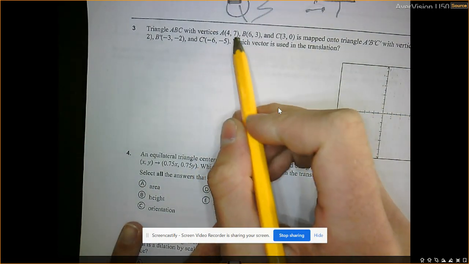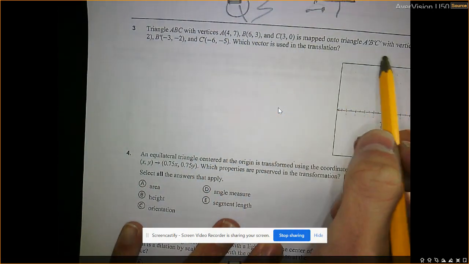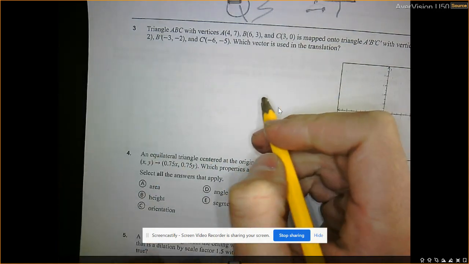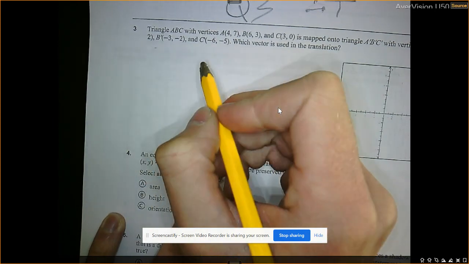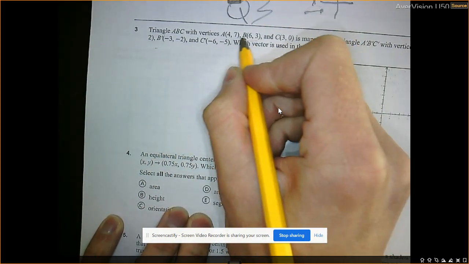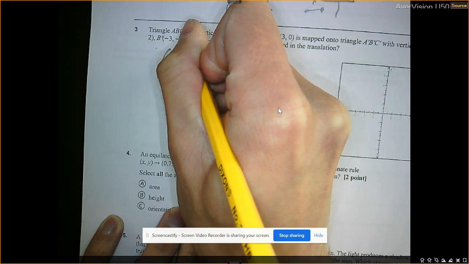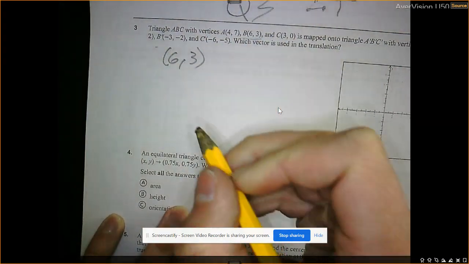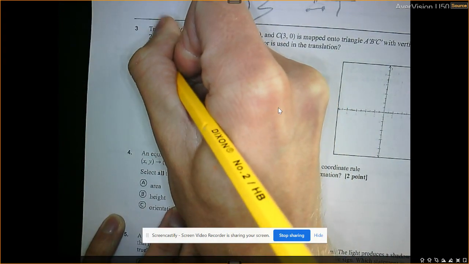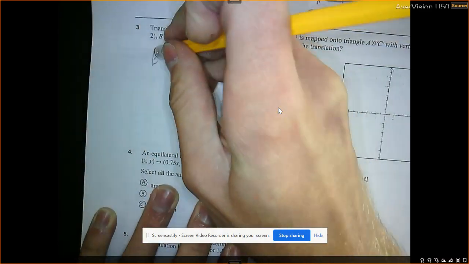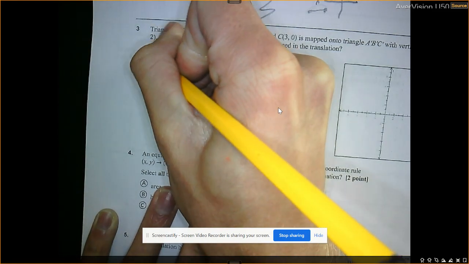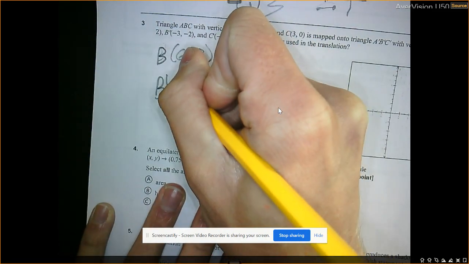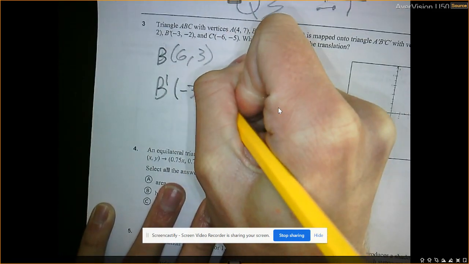And we are supposed to find the vector that translates A, B, and C to A prime, B prime, C prime. So you just choose one of the points. I'm going to choose B here. My original B is (6, 3). It doesn't matter which point I choose, as long as I choose its prime. So if I choose B here, I need to choose B prime, and B prime is at (-3, -2).